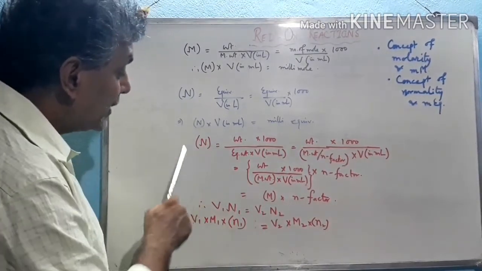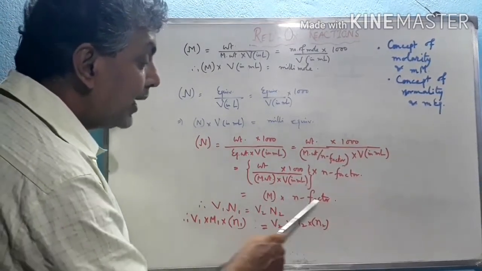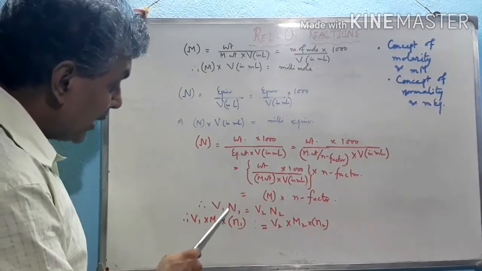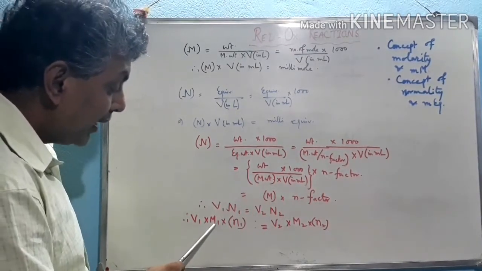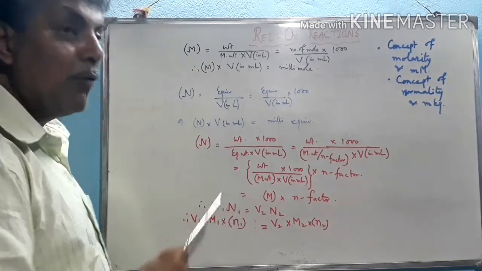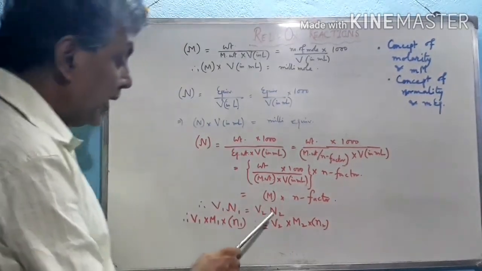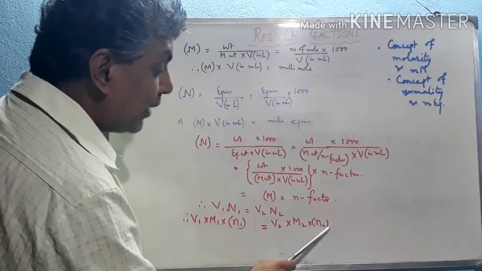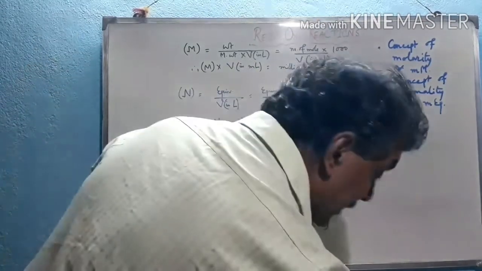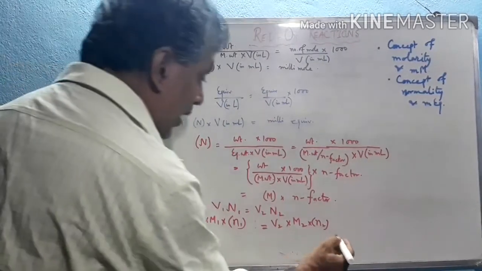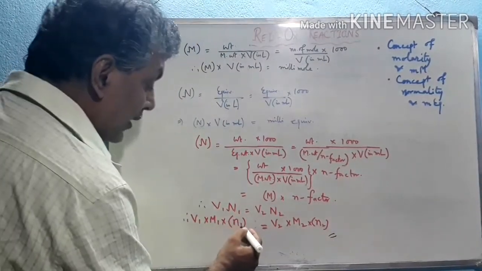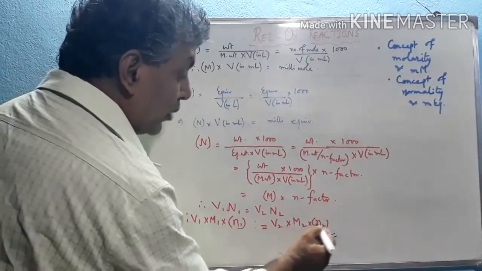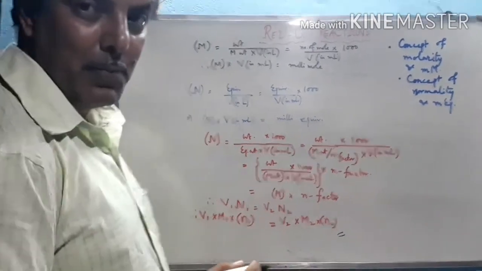Now, instead of normality, we can write molarity into n factor. Instead of N1, we can write M1 into n1, the n factor of the first substance, and instead of N2, we can write M2 into n2. So ultimately the total equation becomes V1 into M1 into n1 equals V2 into M2 into n2.